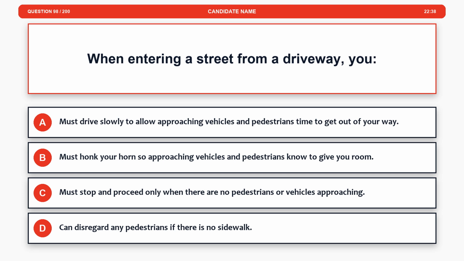Question 98. When entering a street from a driveway, you Option A must drive slowly to allow approaching vehicles and pedestrians time to get out of your way. Option B must honk your horn so approaching vehicles and pedestrians know to give you room. Option C must stop and proceed only when there are no pedestrians or vehicles approaching. Option D can disregard any pedestrians if there is no sidewalk.